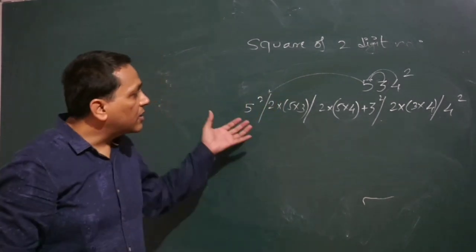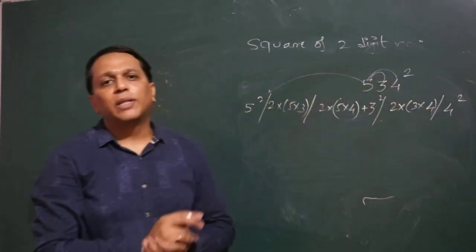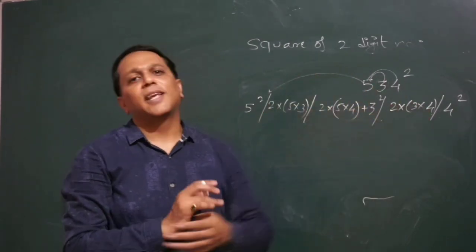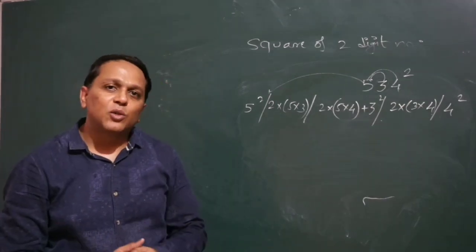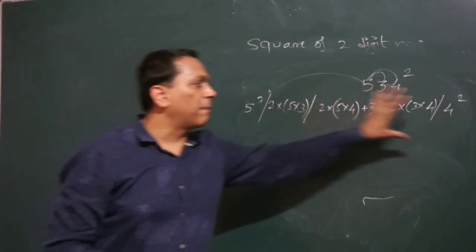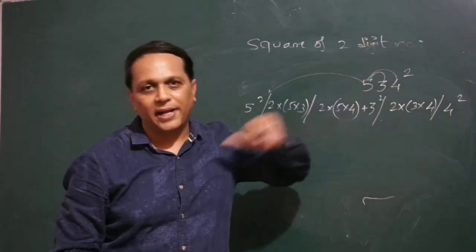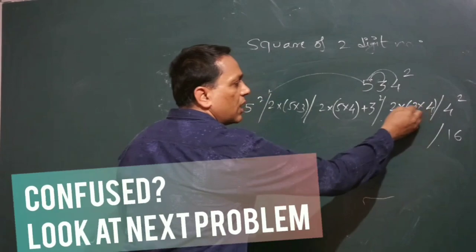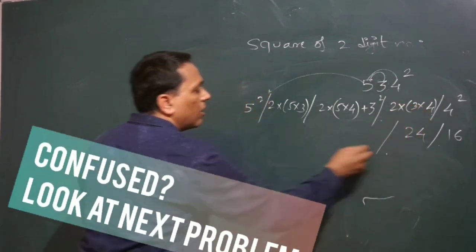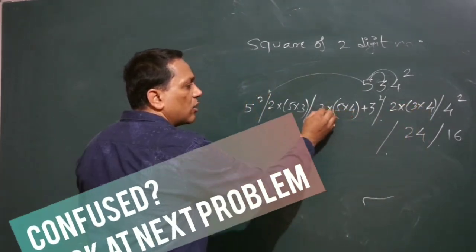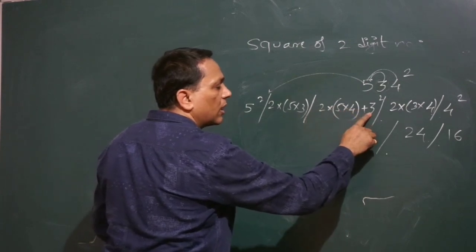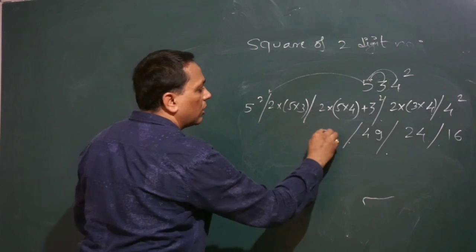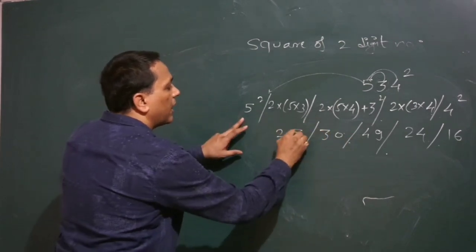You might think it is taking too long to solve by this method, but I am showing you each and every part, that's why it is taking more time. But with practice, you won't need to do this step. You will be able to do the next step directly. Now the 4 square is 16. 3 fours are 12, 2s are 24, 5 fours are 20, 2s are 40, 40 plus 3 square 9, 40 plus 9 is 49, 5 threes are 15, 2s are 30, and 5 square is 25.